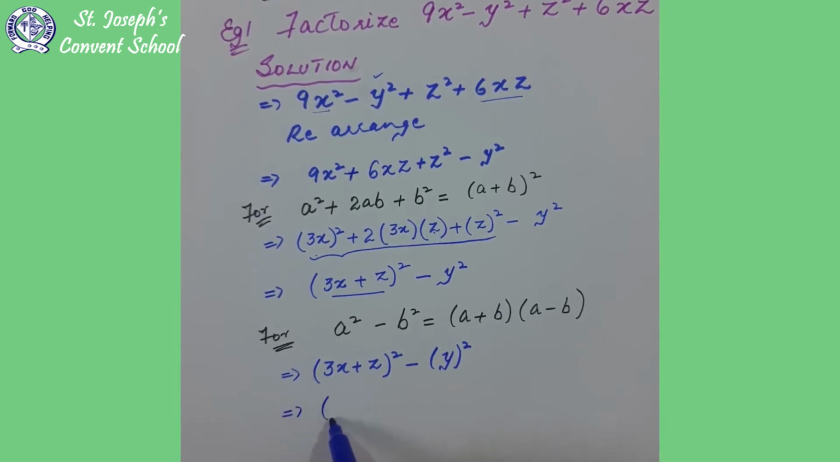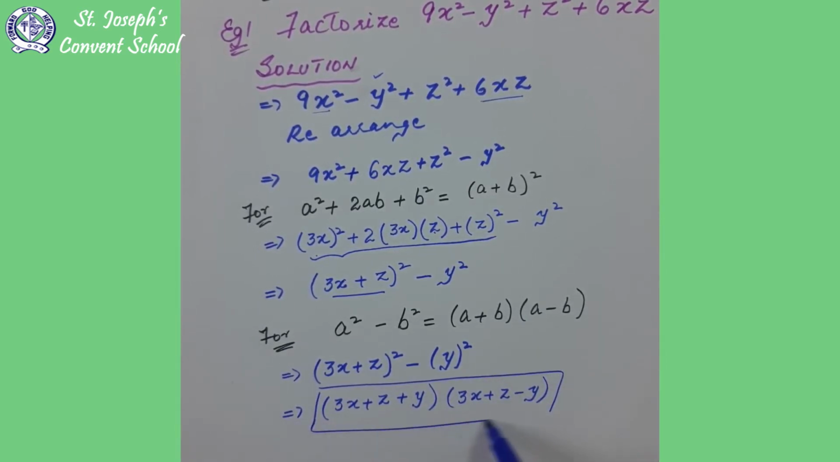A plus b means 3x plus z plus y, and a minus b means 3x plus z minus y. This is a and this is b. A plus b, and a minus b. So this is the answer. We have applied both the formulas. I hope you all have understood.